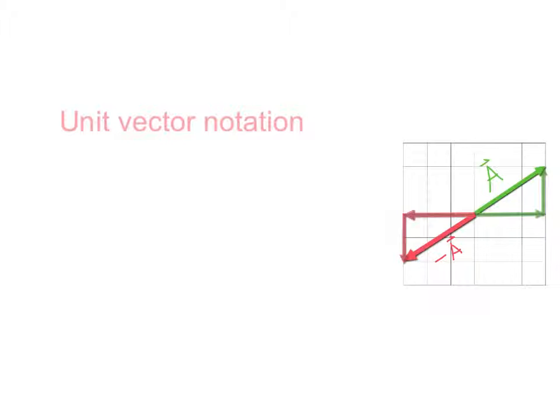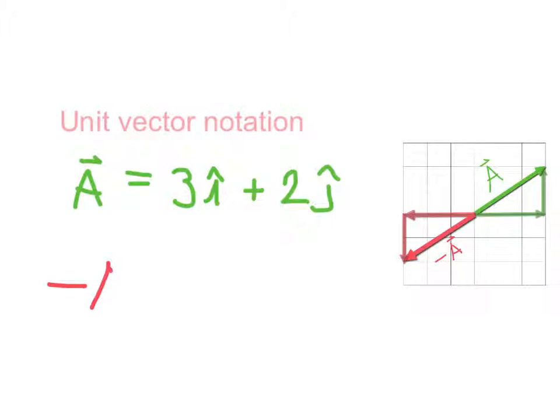Using unit vector notation, our vector A looks like 3i hat plus 2j hat. But to find minus A, as we said before, all we had to do was take the opposite sign of the components that we started with. Because vector A had a horizontal component of plus 3, vector minus A will have a horizontal component of minus 3.